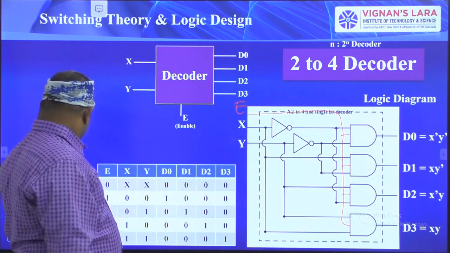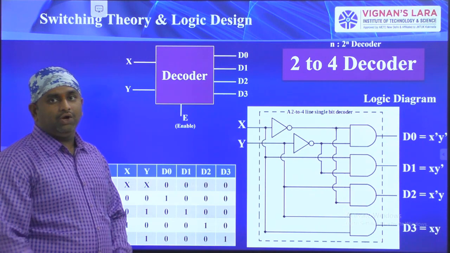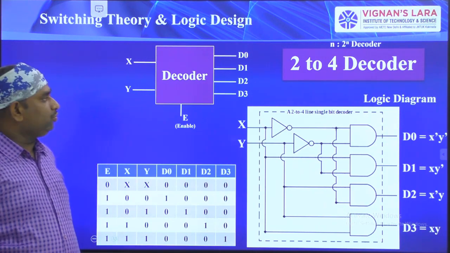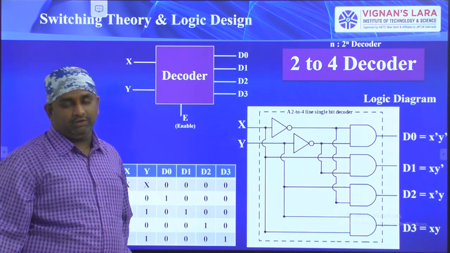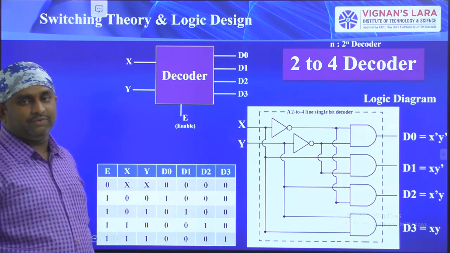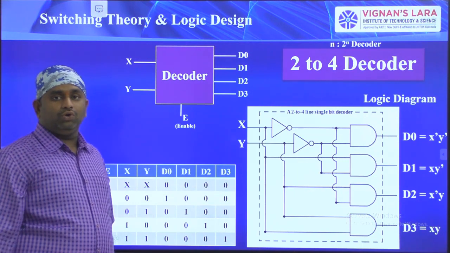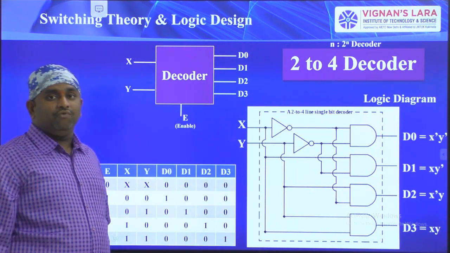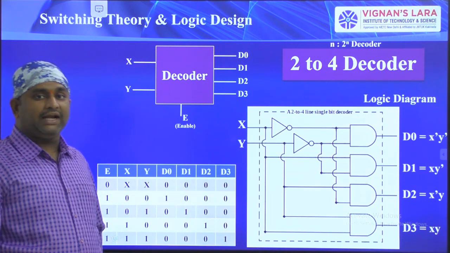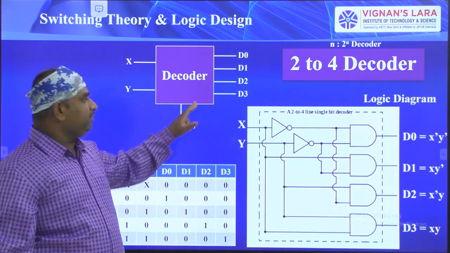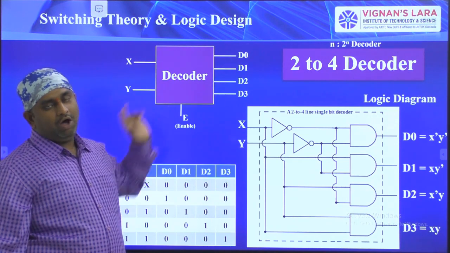So this is the 2 to 4 decoder diagram. This is the 2 to 4 decoder diagram with active low outputs and active low enable signal. Actually, here the enable signal is a normal enable signal, and here the outputs are normal output signals.